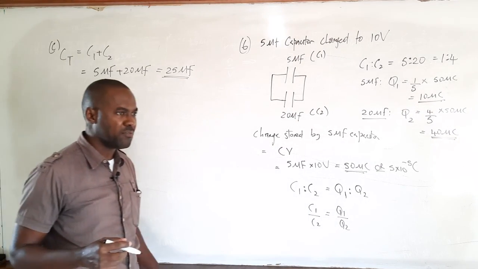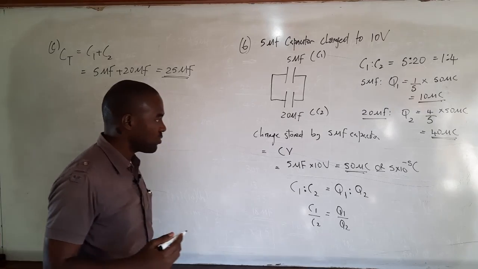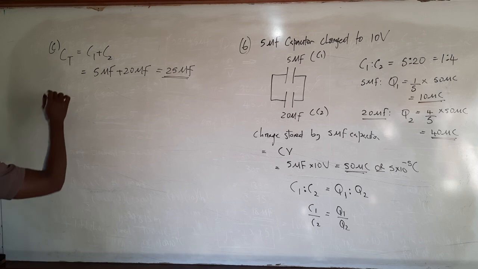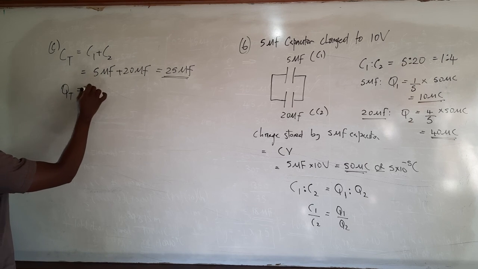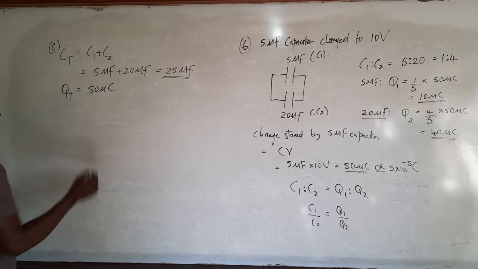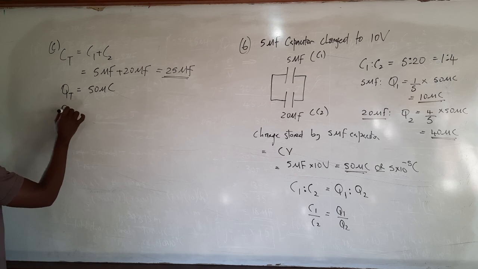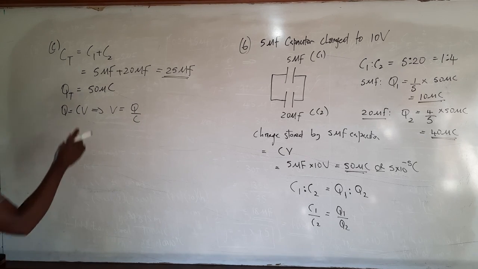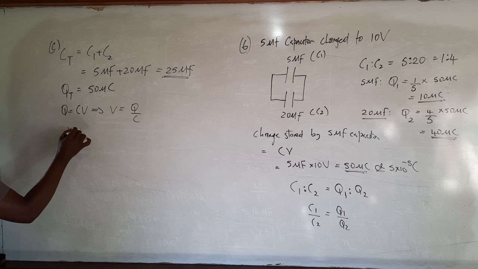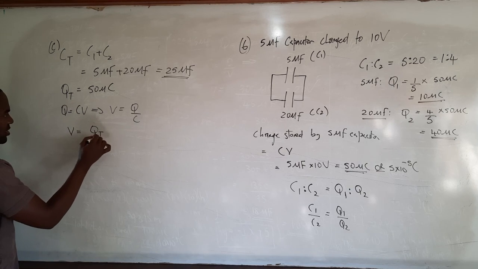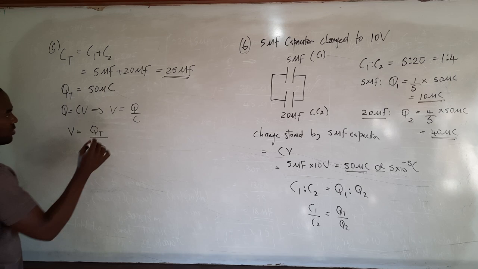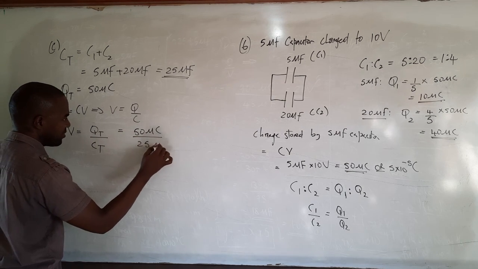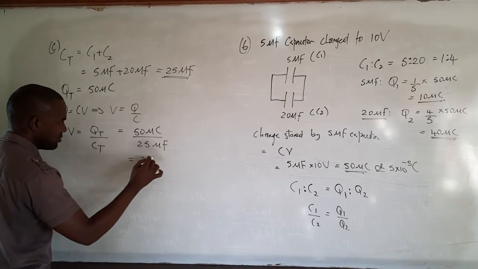Now, what information do we have in order to calculate the PD? We have the total charge stored, which is 50 microcoulombs, and of course, we have the total capacitance. So therefore, the total charge, QT, equals 50 microcoulombs, and we know that Q is equal to CV, which therefore means that V is equal to Q over C. So therefore, the PD, V, across the plates of the capacitor will be equal to the total charge stored divided by the total capacitance, which gives us 50 microcoulombs divided by 25 microfarads, and this gives us 2 volts.